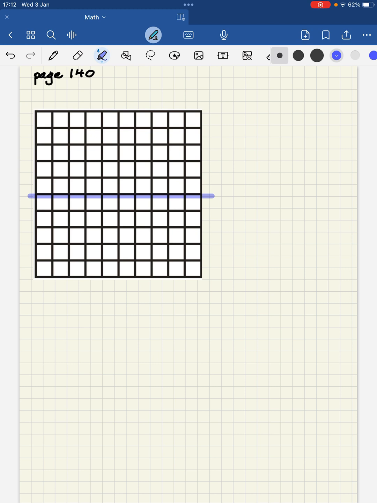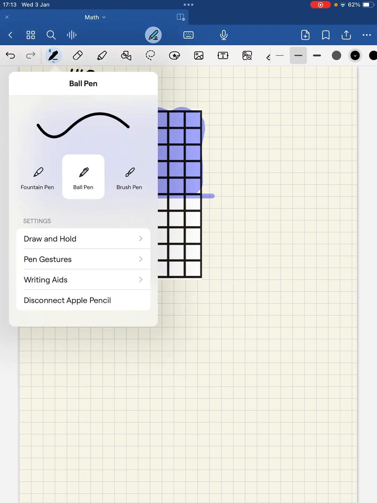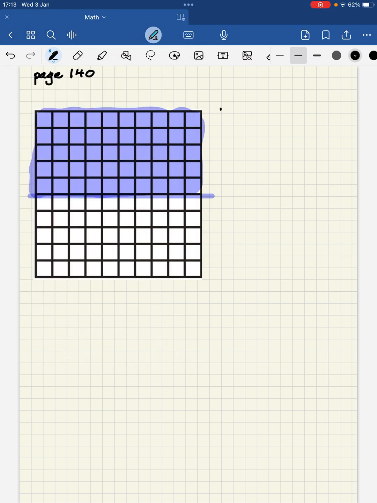So if we're going to shade it in, I'm going to color this in. I'm going to shade half of my squares. And if I were to count that, I know that this is 100 squares, so there's 50 that are colored in. So to write it as a fraction, we would write 1/2, which is equal to how many tenths?